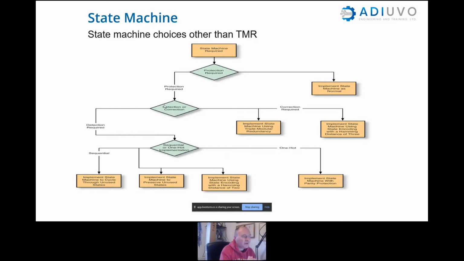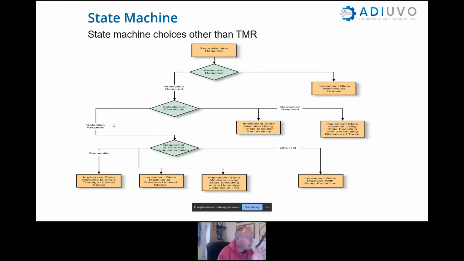If we want to correct and keep on operating, then we can do triple modular redundancy and voting of our state machines. If not, then we can use a Hamming distance of 3 in the state encoding to do that. And some synthesis tools will actually do that. So Precision will do TMRing for you. Simplify Pro will do global TMR for you as well, actually, if you ask it to, if you're targeting certain technologies.